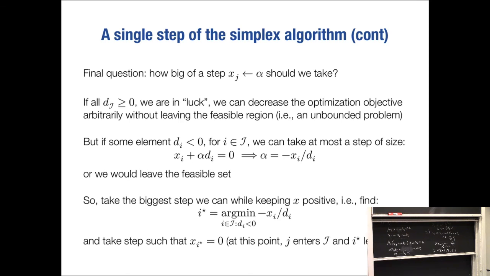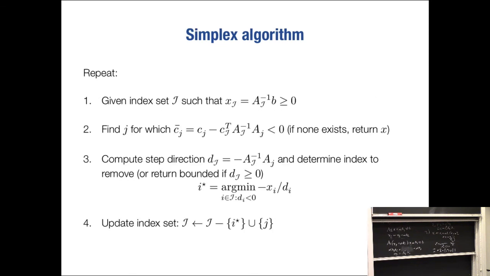That's it. So here's the simplex algorithm. The first isn't really a procedure, it's just a statement. We're given some index set I such that this condition holds. In other words, this is a feasible point on our polytope. We find some j for which this decreased term is negative.